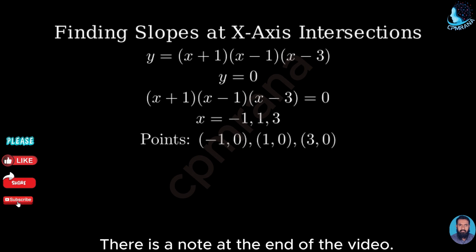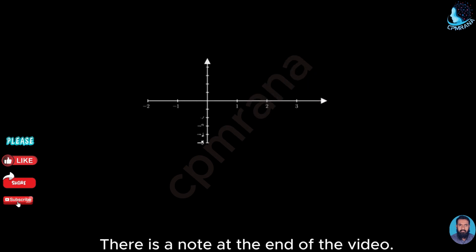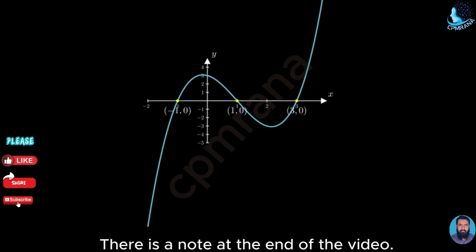Now let's visualize this curve. Here's our function plotted. Notice how it crosses the x-axis at our 3 points. At each of these points, we want to find the slope of the tangent line. To find the slopes, we need to take the derivative of our function.